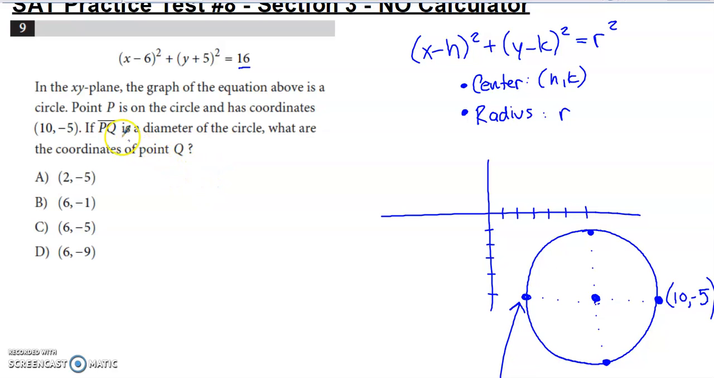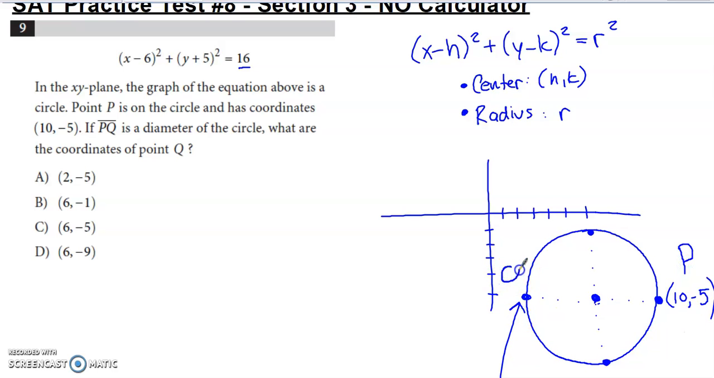Now, if we look a little further, it tells us the point P is on the circle and has coordinates (10, -5). Well, if I go over from (6, -5) 4 units to the right, I do get to that exact set of coordinates, (10, -5). They say PQ is the diameter of the circle, and they tell us that P is really this point right here, (10, -5). So that's point P.